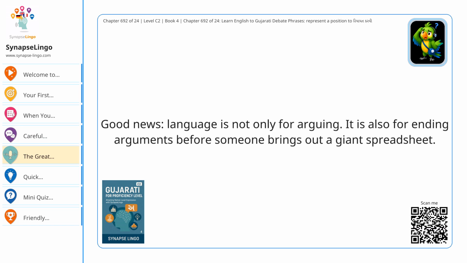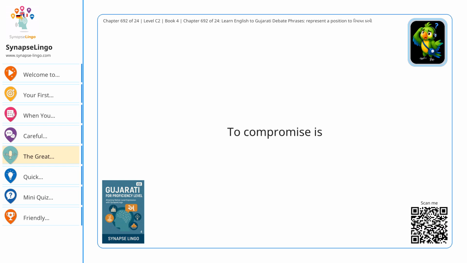The great peace table. Good news. Language is not only for arguing. It is also for ending arguments before someone brings out a giant spreadsheet. To compromise is સમાધાન કરવું. To reach an agreement is એક કરાર પર પહોંચવું. To make concessions is રિયાયત કરવી.